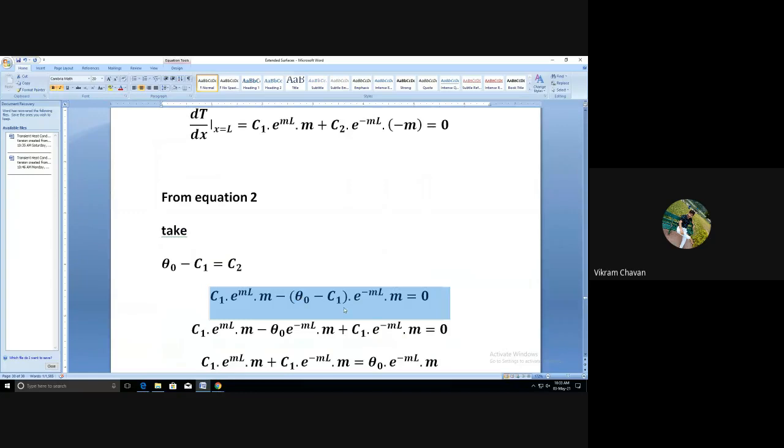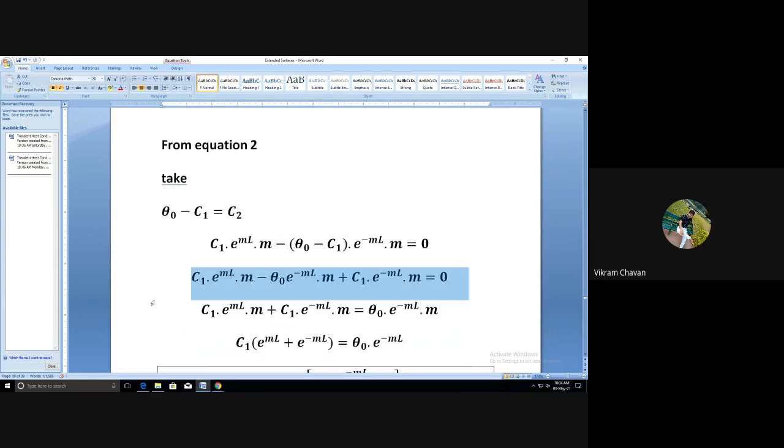So after multiplying inside the bracket, we will get C1 multiplied by e raised to mL multiplied by m, minus theta naught e raised to minus mL multiplied by m, plus (minus minus will become plus) C1 multiplied by e raised to minus mL multiplied by m, which will be equal to 0. After multiplying inside the bracket, we have to transfer one term. We have to take the C1 terms on one side.